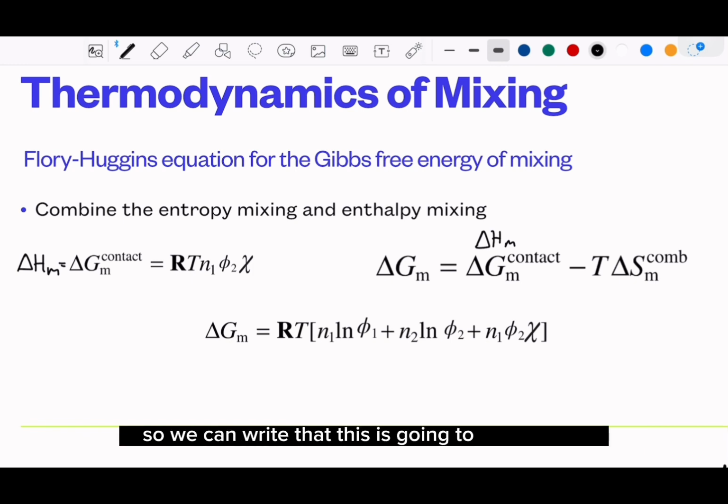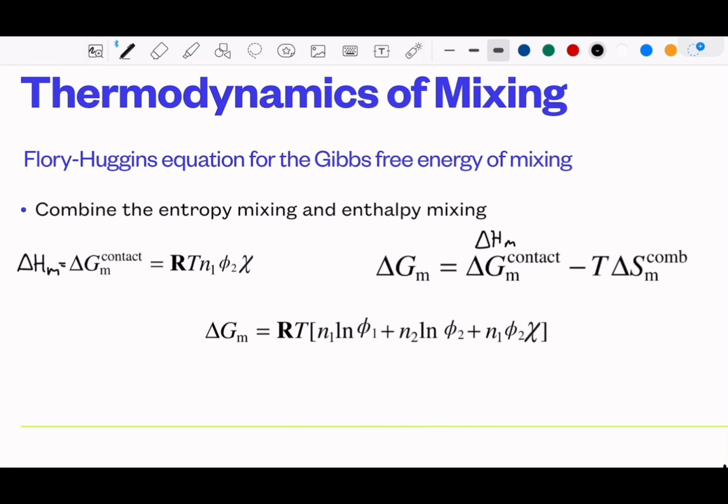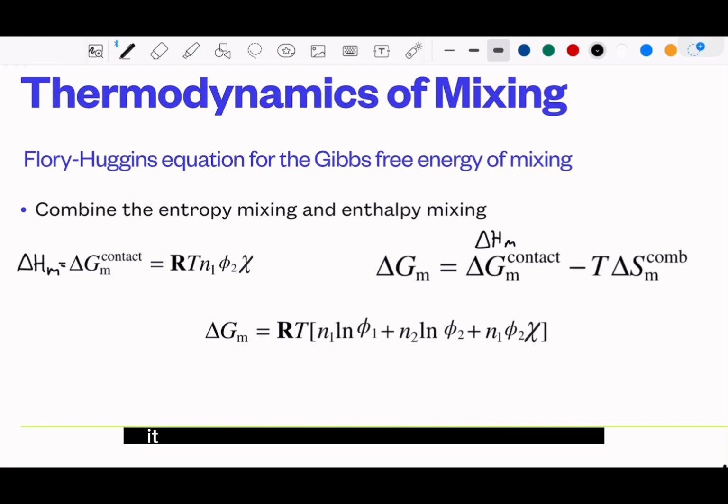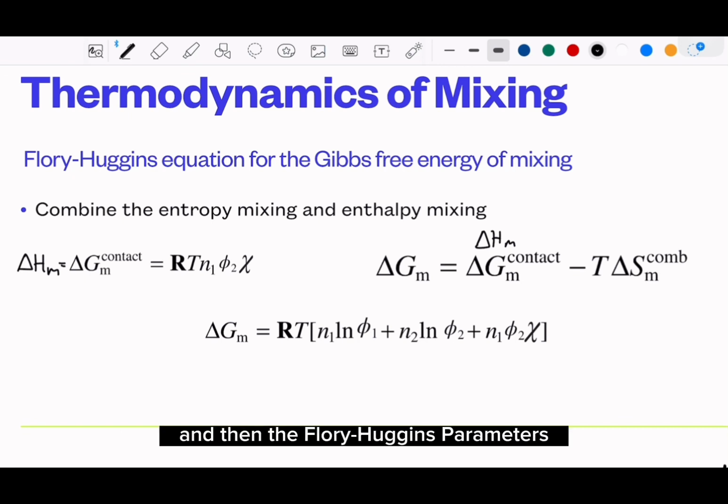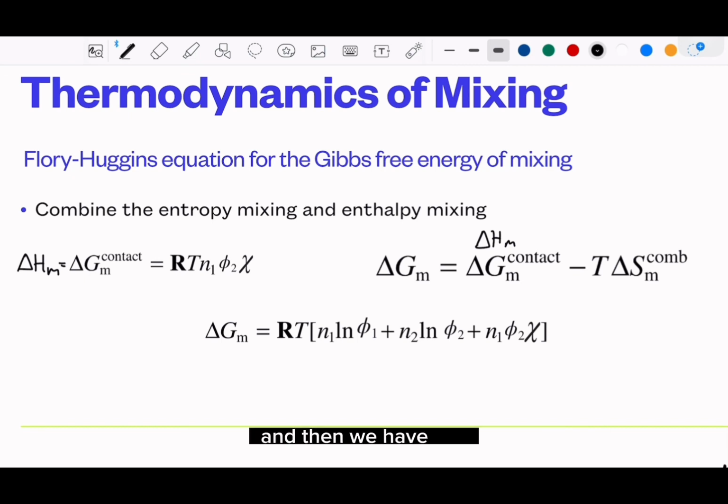So we can write that this is going to be equal to, at the end of the day, we get that total, it will be N1 ln phi 1, the fractions, and N2 ln phi 2, and then N1 phi 2, and then the Flory-Huggins parameter. So simply just substitute from the previous one, and then we have this. And this will contribute to this. So this one from the entropy, this one from the enthalpy. Okay.